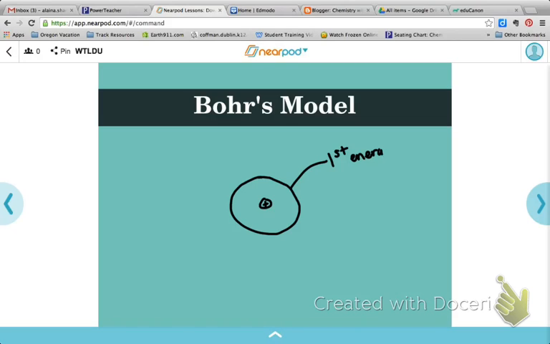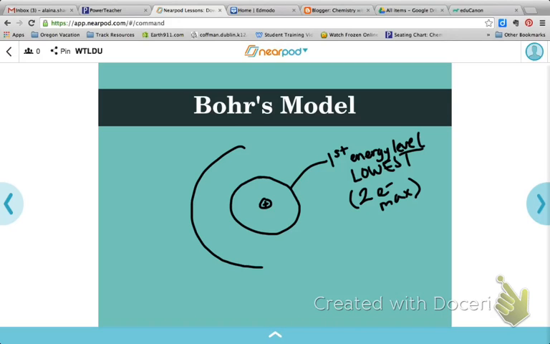So in the first energy level, Bohr pictured those electrons moving at that fixed distance from the nucleus, and this would be our lowest in energy. You guys may or may not remember that later on we figured out exactly how many electrons could be held in that first energy level, and that was 2 electrons max.